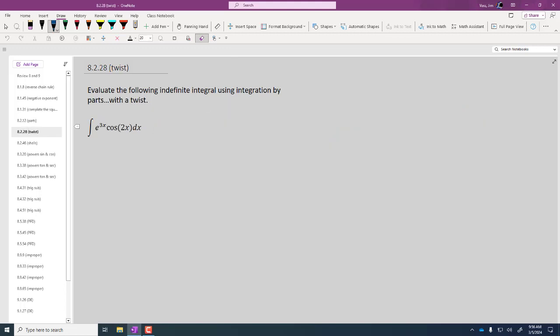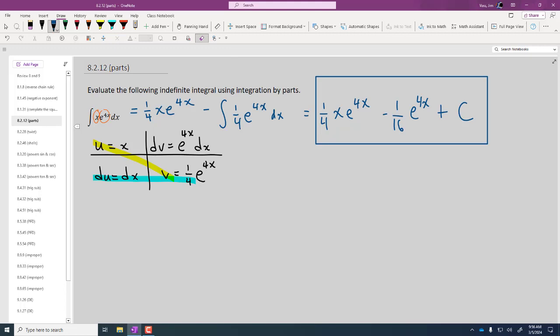Is there any piece of that that we're not sure about? All good? It's all good, man. Integration by parts, piece of cake. We're saving all our money.